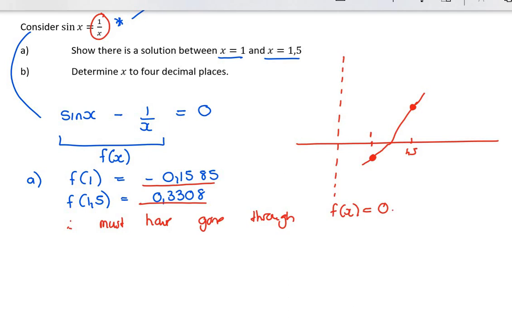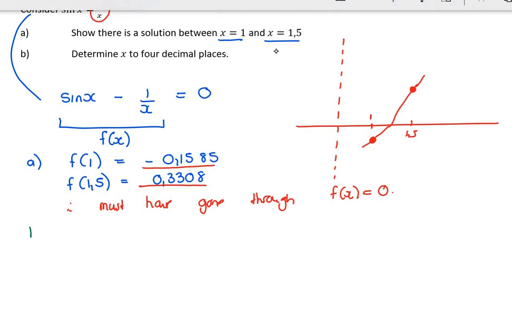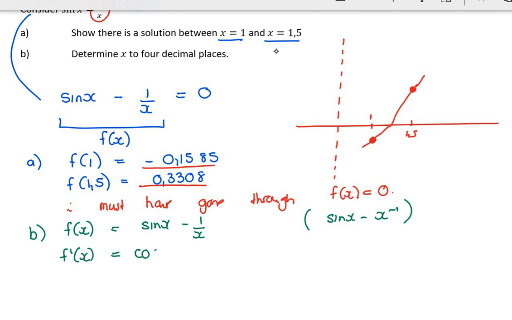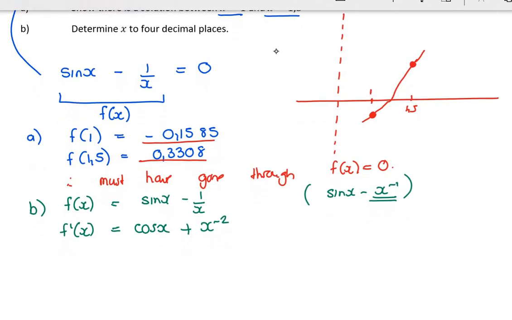So determine the x value to 4 decimal places. Excellent. Remember, you have to have the equation in the form something equals 0, and we do. So what do we need to know? We need to know what f of x is. And f of x is sine of x minus 1 over x. We then need the derivative, which is trig differentiation. I should probably write in brackets that this is sine of x minus x to the minus 1, because I need it in that format in order to differentiate. So sine differentiates to cos, and x to the minus 1 will differentiate to plus x to the minus 2. So all we've got to do now is do our first guess and then use our calculator.